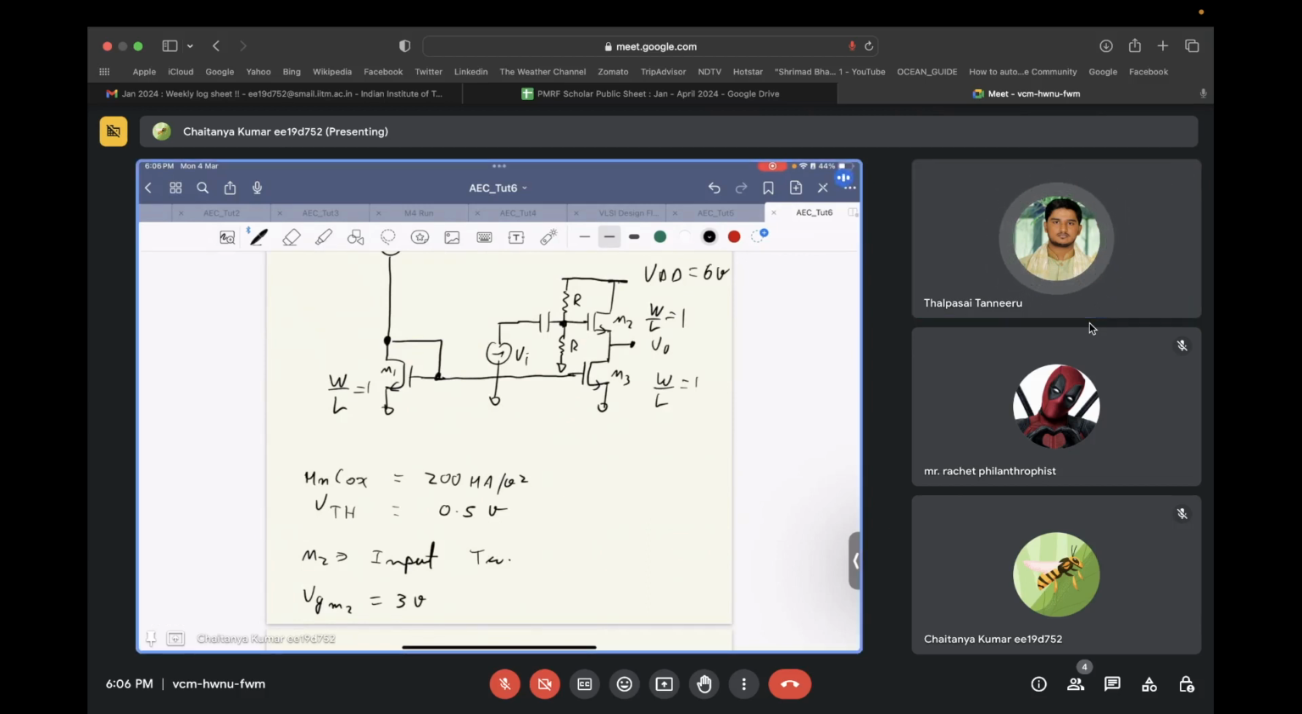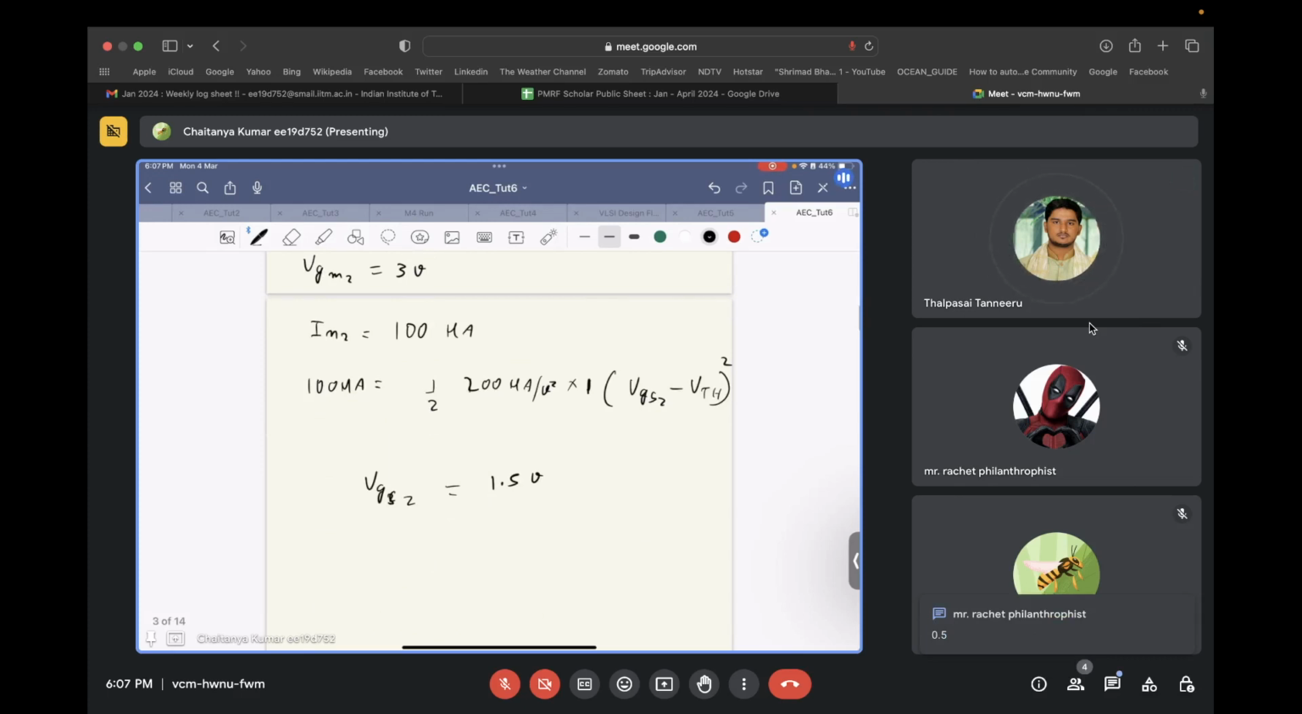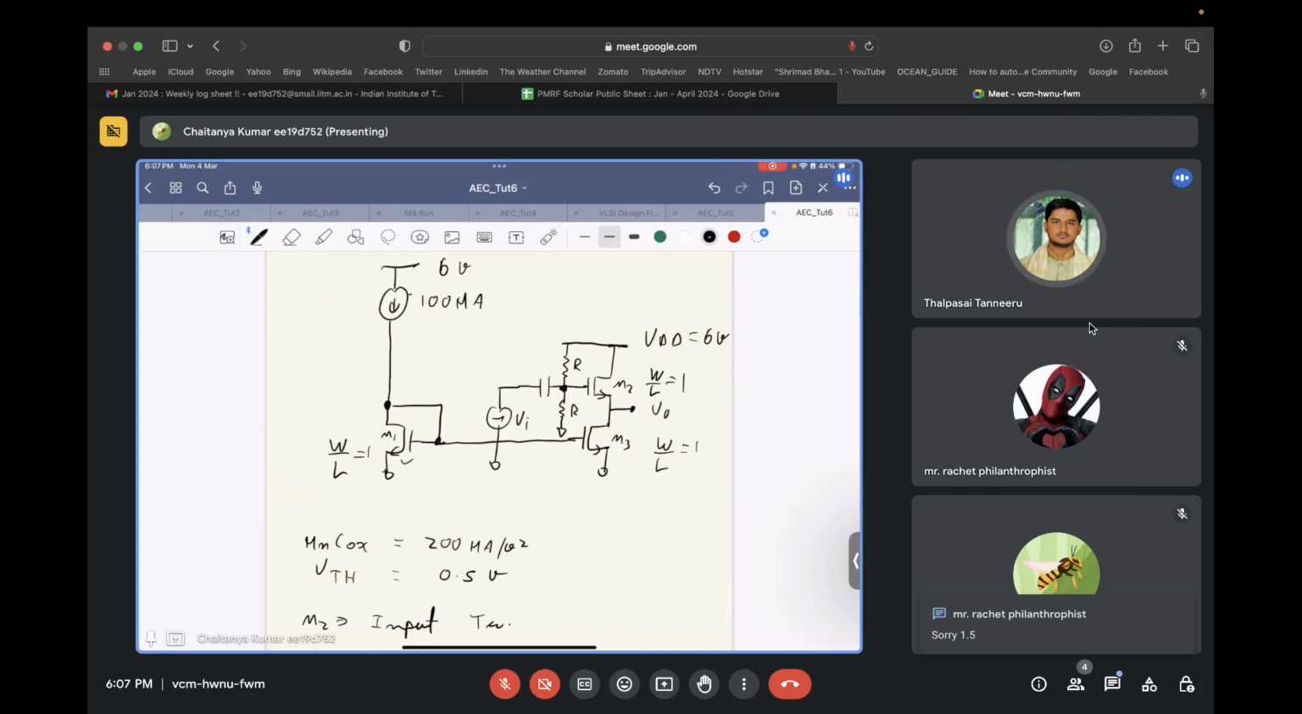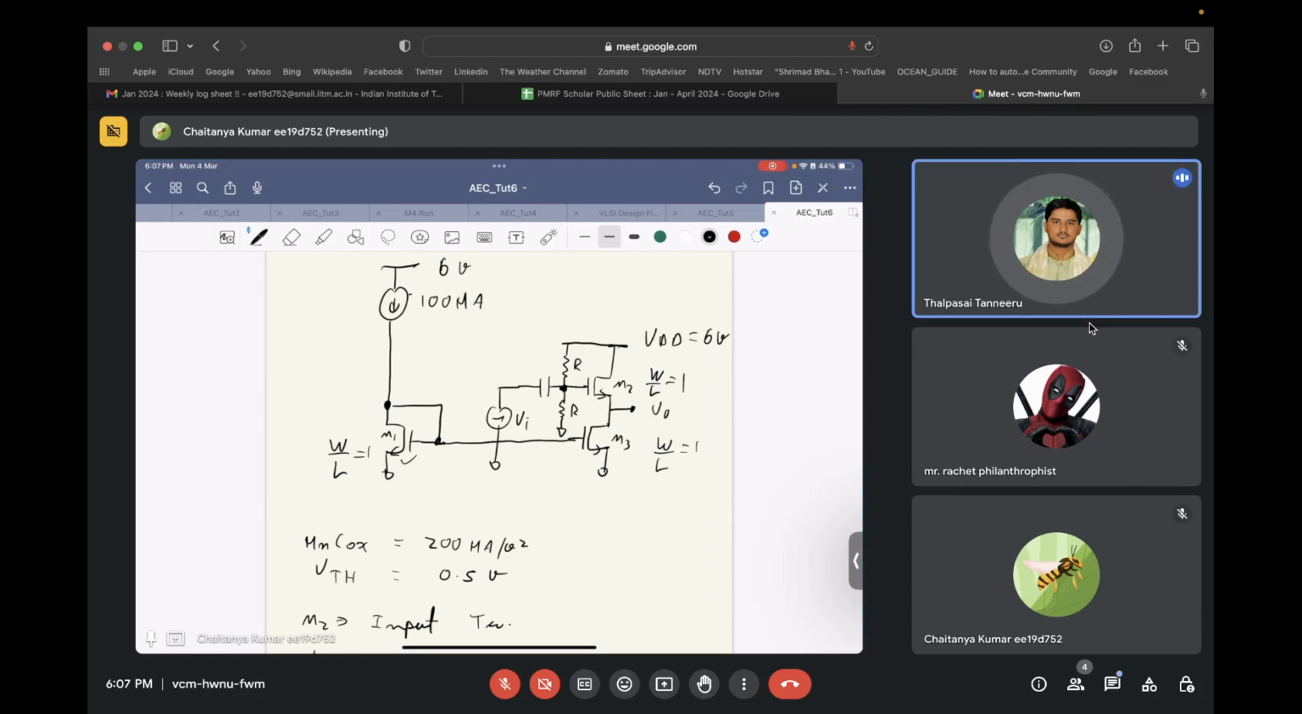Can you quickly tell me? Sir, VGS1 and VGS3 both are equal, sir. And what is it equal to? So based on the current, we can find. Yes, we just found that if 100 microampere current flows through M2 and it is in saturation, your VGS is 1.5 volts. The same will be the case with VGS1 and VGS3 also, right? Because all three transistors are identical, VGS for all of them will be equal. Is it clear? Yes, sir. But my doubt is, here we are cascading now.